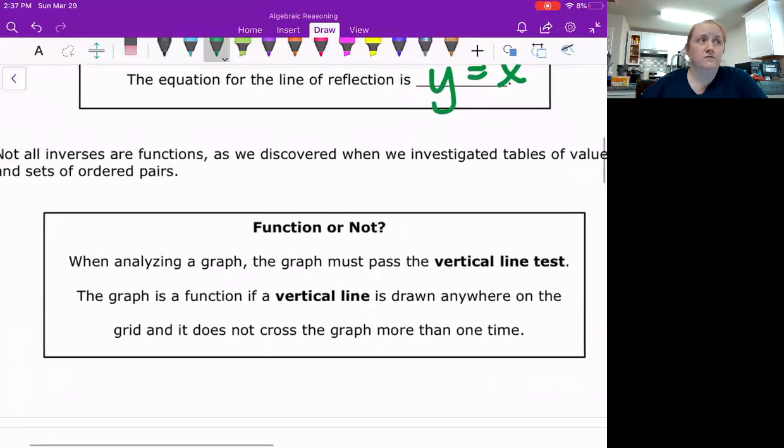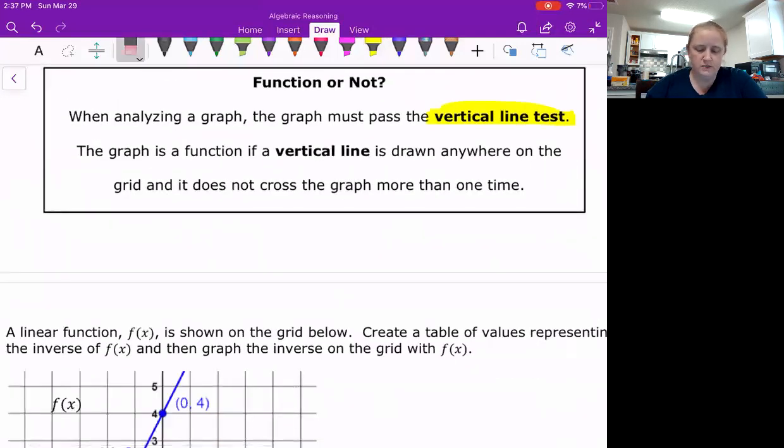Now, when we decide if it's a function or not, it all depends on what's called the vertical line test, which we've talked about in the past. Like last video, for a graph to be a function, your x values cannot repeat. The vertical line test says the graph is a function if a vertical line drawn anywhere on the grid does not cross the graph more than one time. If it crosses twice or more, then that picture is not a function.